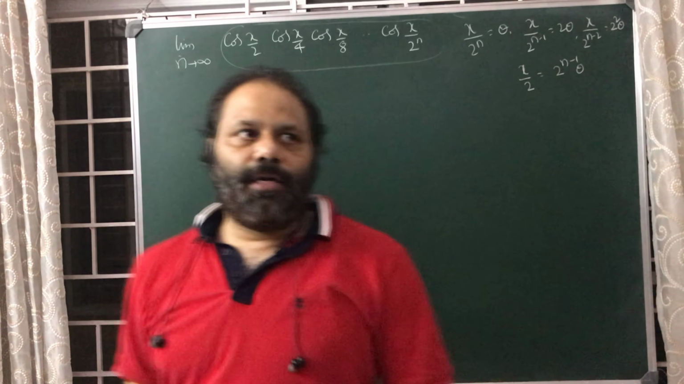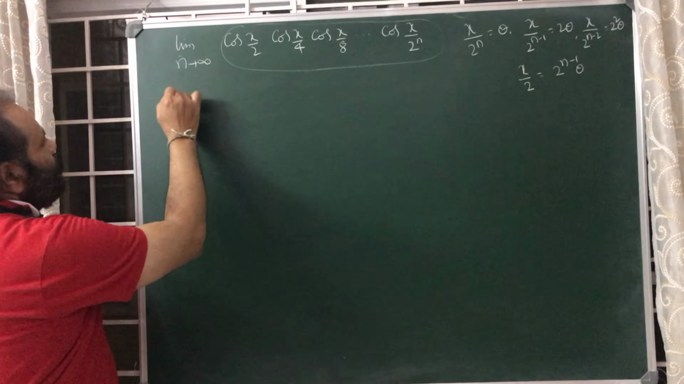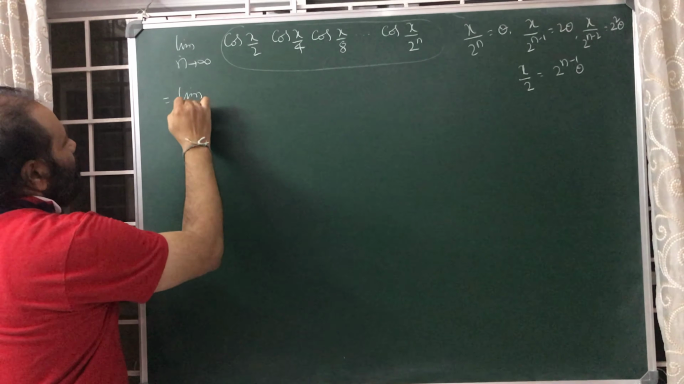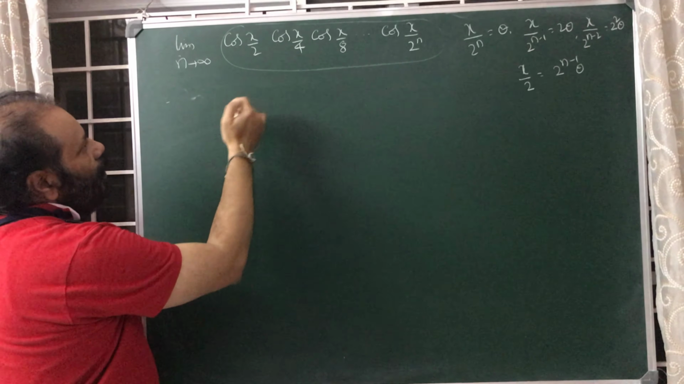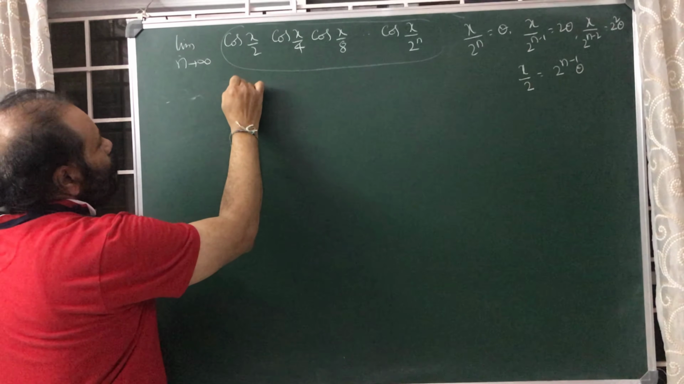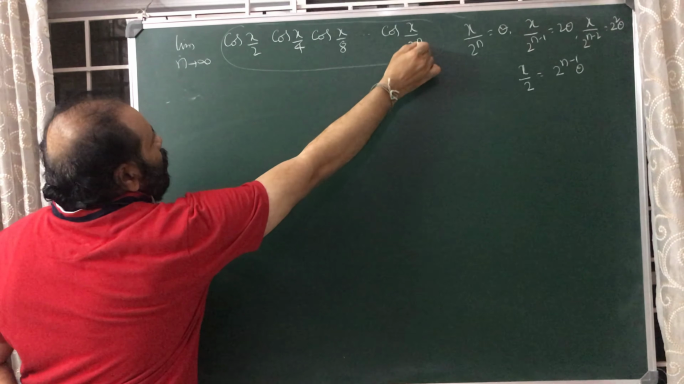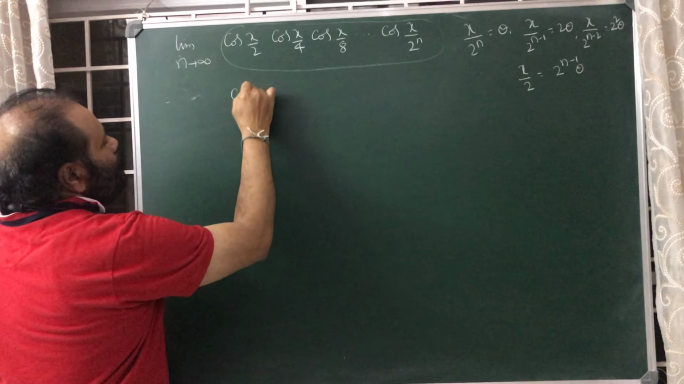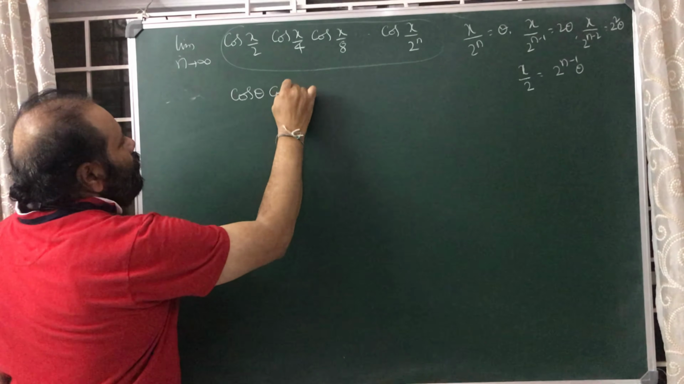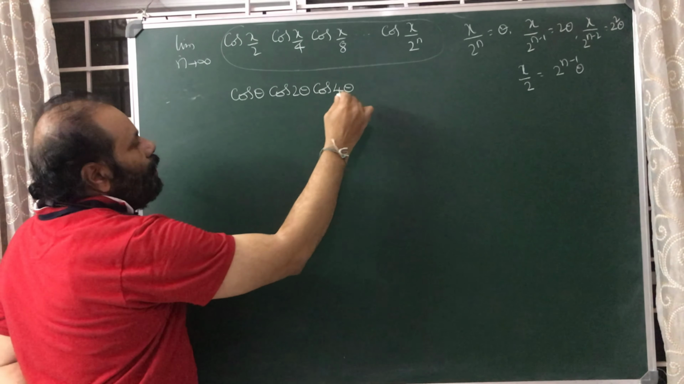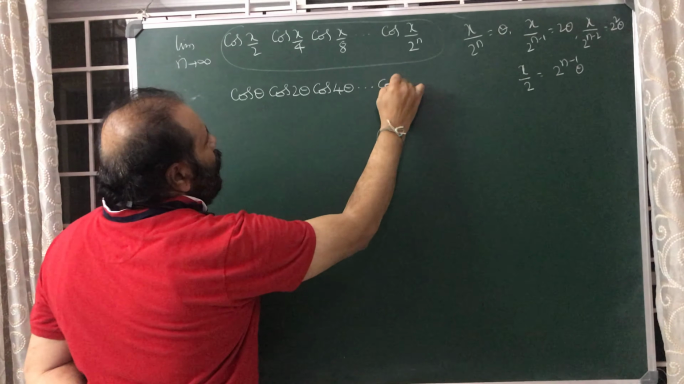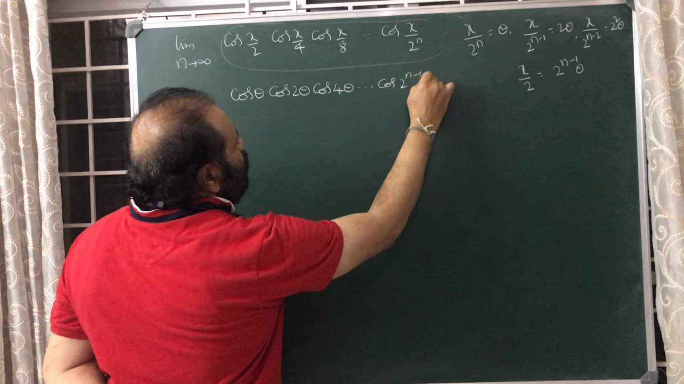I want to rewrite this question like this: equals to limit. First of all, I want to simplify this part. Later I will write the limit part. This will be equal to, I want to write from right to left, cos theta into cos 2 theta into cos 4 theta and so on, cos 2 power n minus 1 into theta.